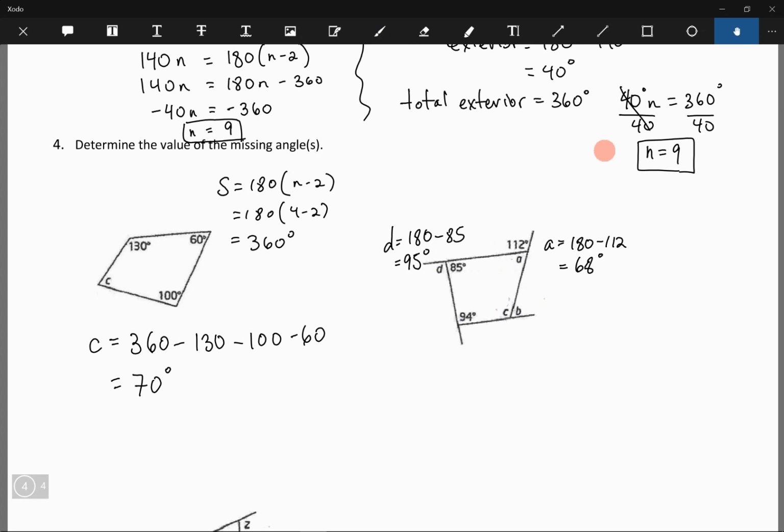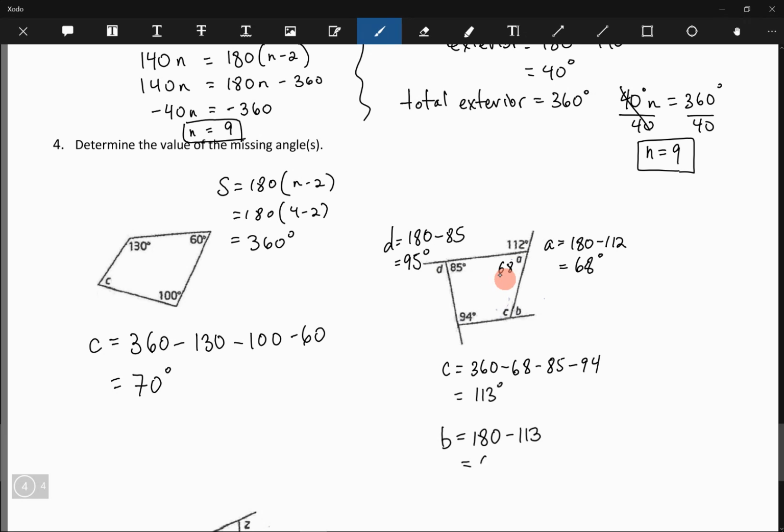Okay, so to find C, if I know the inside here is 68, the sum of all the angles inside a quadrilateral is going to be 360. So C is going to be 360 minus 68 minus 85 minus 94. Okay, don't subtract the 95. This is exterior. I want to only subtract the interior angles because the interior angles add up to 360. So angle C over here is going to be 113 degrees, which leaves B, and B using the supplementary angle rule is 180 minus my answer for C, which is 113, and that is 67 degrees.